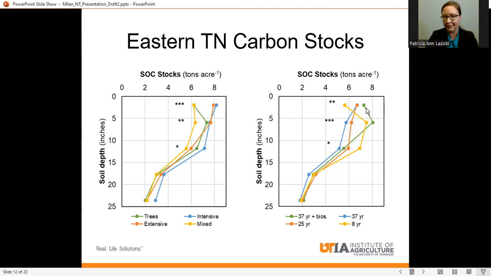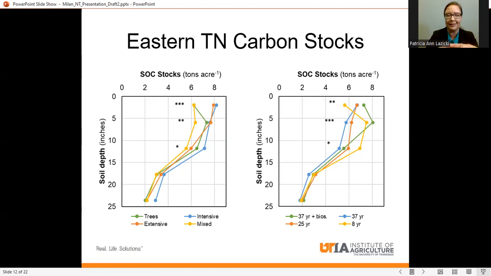So the green line here, that's the 37 year with the biosolids application. And then with the second highest carbon, we have the 2 long-term no-till, the 37 and the 25 year. And then finally, this yellow line, that's the youngest no-till site. But coming down to the 2 to 6 inch depth, we have a much different story. So that site with the biosolids history, that's still pretty high. But now the youngest site gets kind of a bulge of carbon in the subsoil.